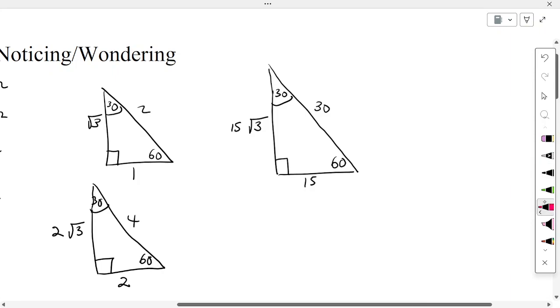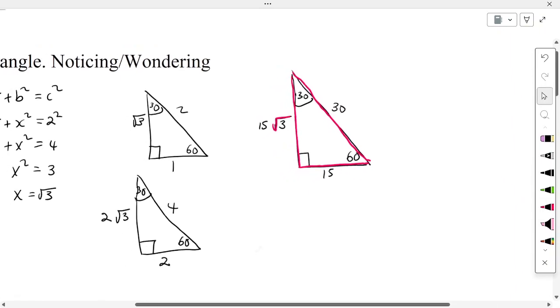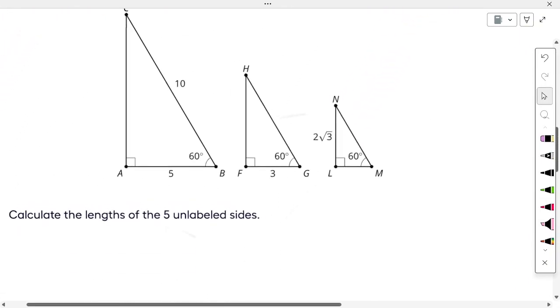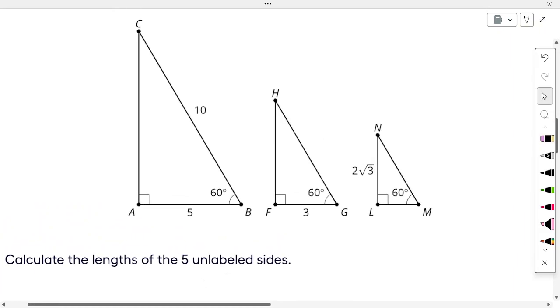All right, so just to summarize, once you know the short side, the hypotenuse is always twice the short side, and the long side is always the square root of 3 times whatever the short side is. So let's use this to do a couple problems. Calculate the lengths of the 5 unlabeled sides. And if you're unsure about that first one, you could just do the Pythagorean theorem on it. All right, so let's start off with that.